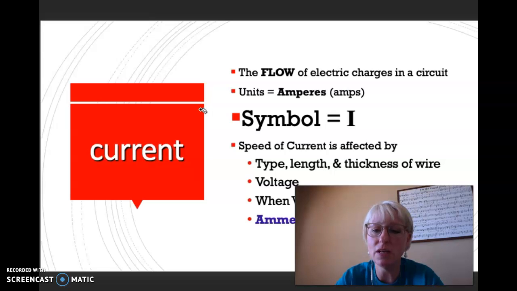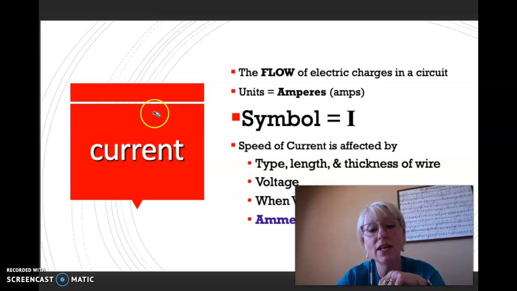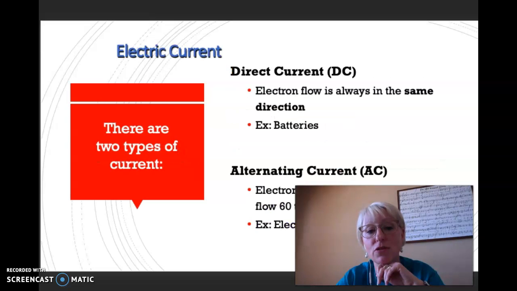Now, the speed of electric charges within a circuit can be affected by several things, like the type of wire or the length or the thickness of the wire. The current can also be affected by the voltage provided by the power source, either battery or the power source on the wall. That voltage does affect how much current's flowing. When the voltage increases, the current will also increase. And as you learned in the last section, an ammeter is a device that we use to measure current.